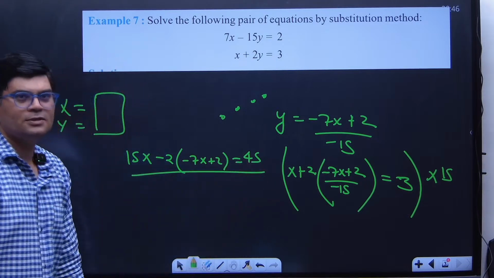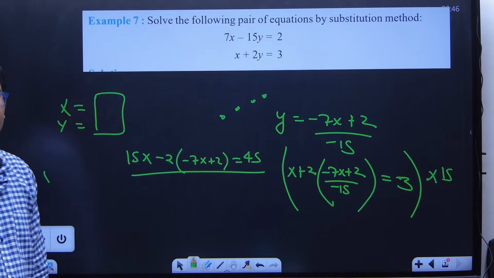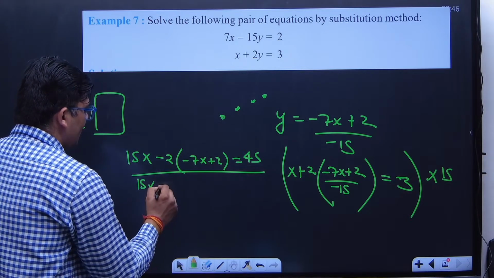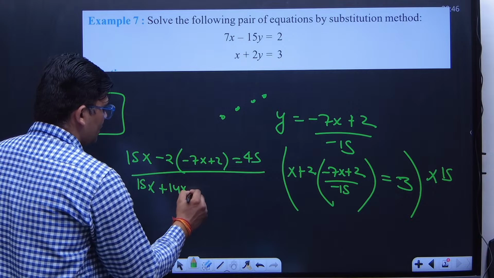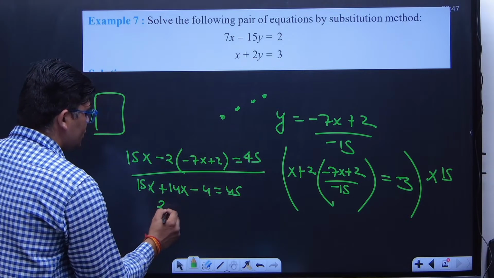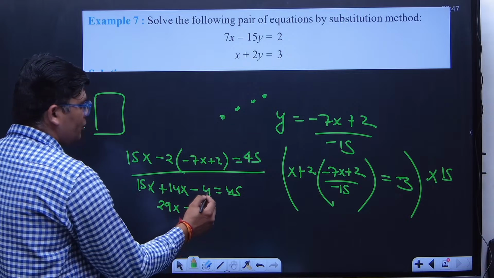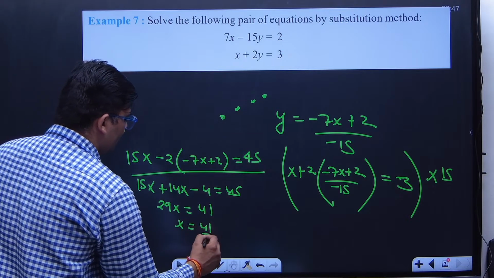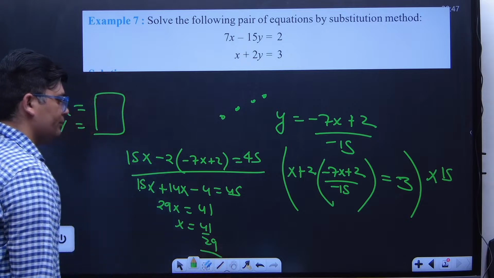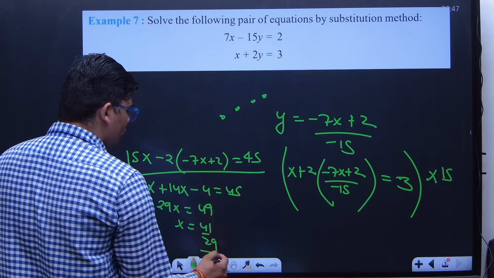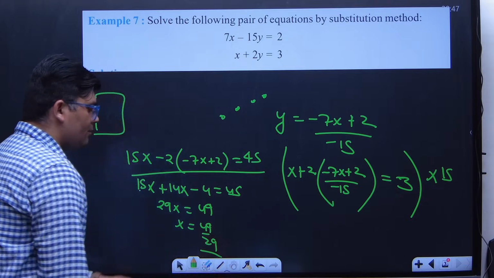Did you get this? So that means 15x plus 14x minus 4 is equal to 45. So 15 plus 14 is 29x is equal to 45 minus 4 is 41. So x is going to be 41 by 29. Sorry, this will be added. So this will become 49. So 49 by 29.